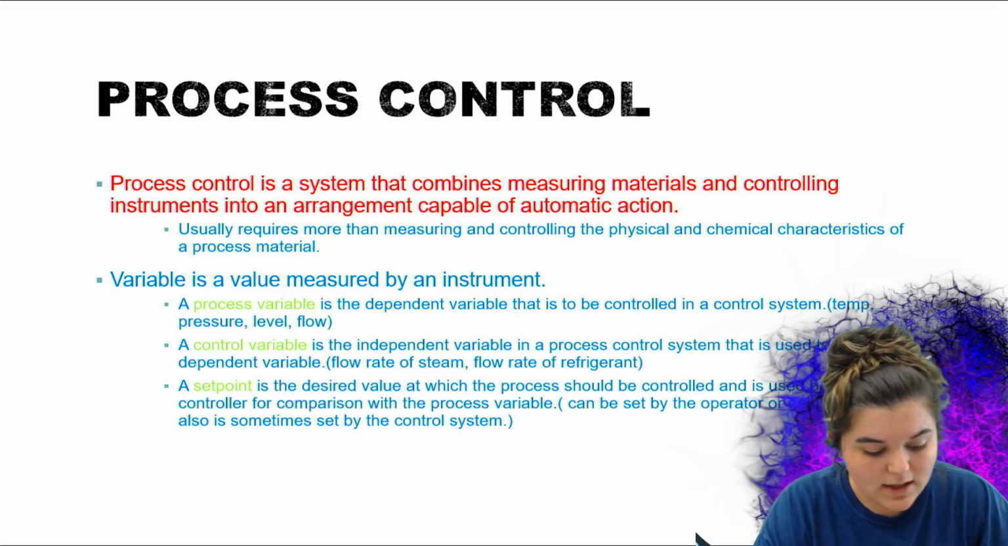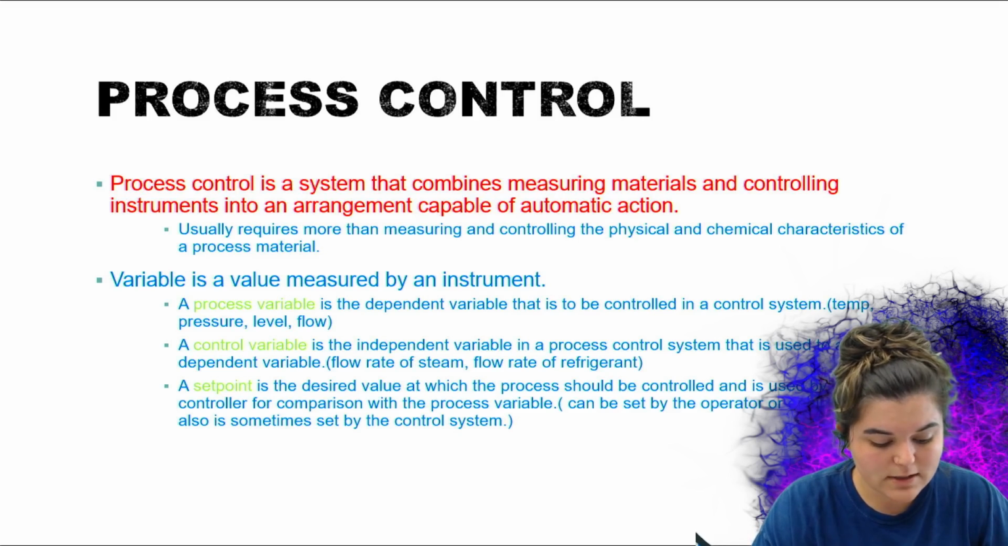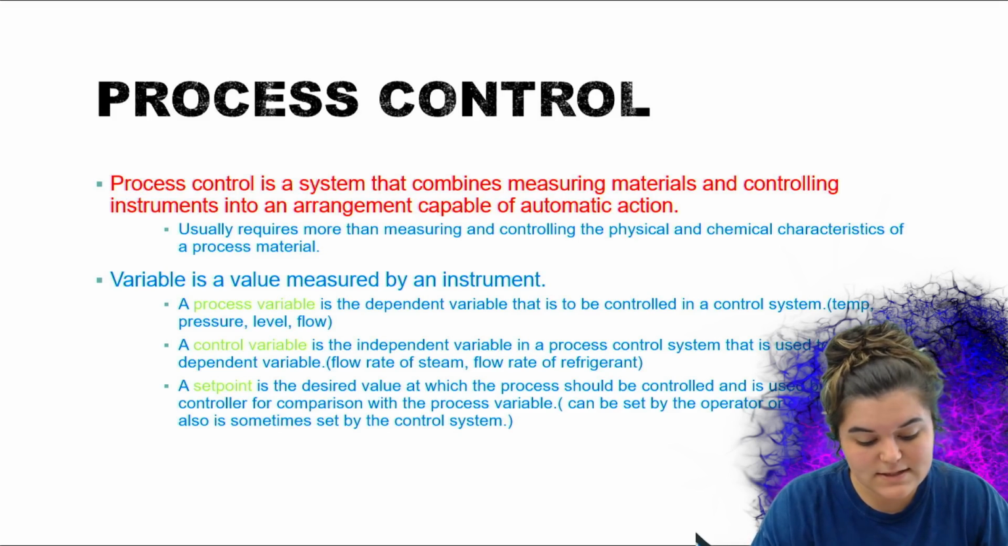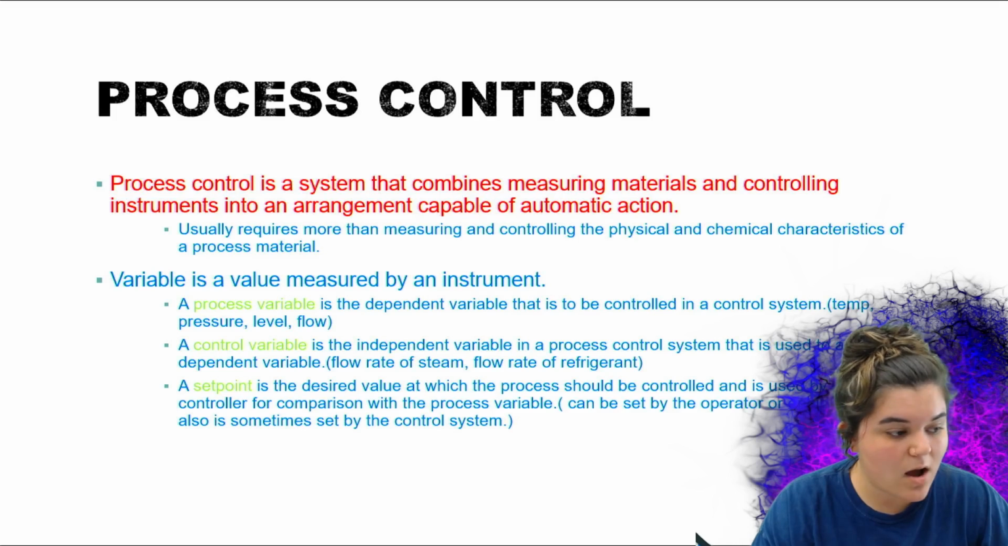A set point is the desired value at which the process should be controlled and is used by the controller for comparison with the process variable. So it can be set by the operator or engineer, but also is sometimes set by the control system.